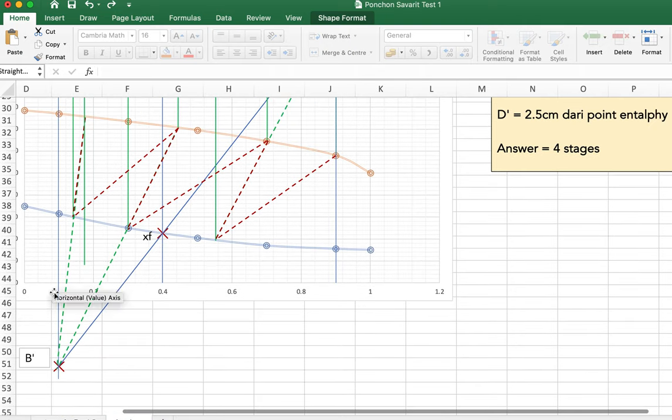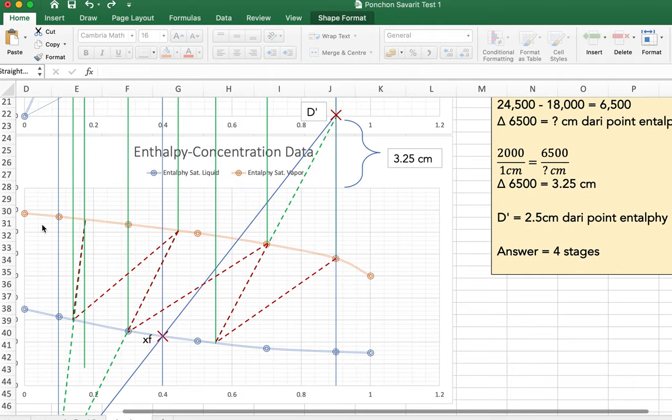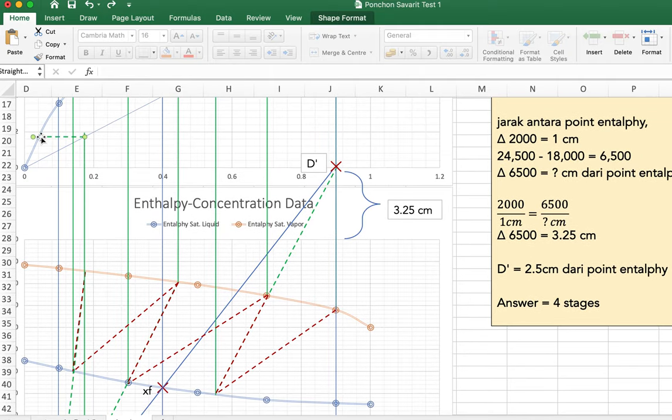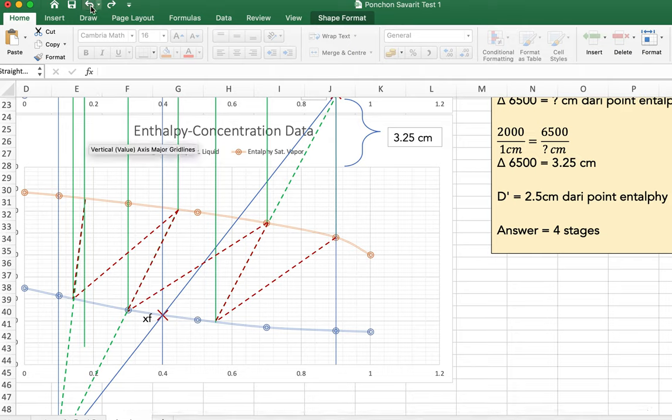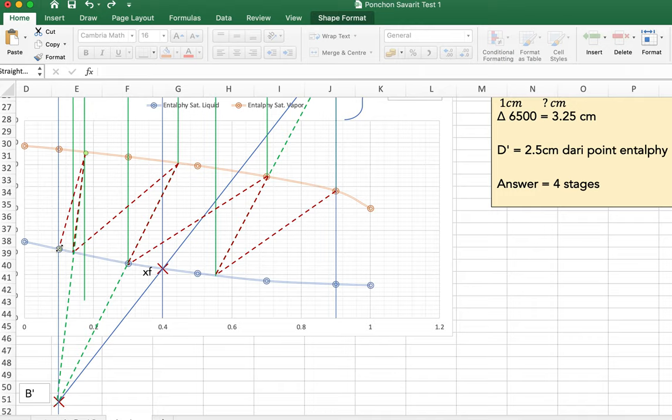So our XB is 0.1, right? So right now the reference line is slightly exceeding this XB. According to the Ponchon Savarit method, for the last stage, we don't need to make a vertical line again after it exceeds the XB point. So make a red line straight from the enthalpy vapor curve to the enthalpy saturated liquid curve at the XB point, and then complete the last stage directly on the XB vertical line. So this will be our last stage for the Ponchon Savarit method.